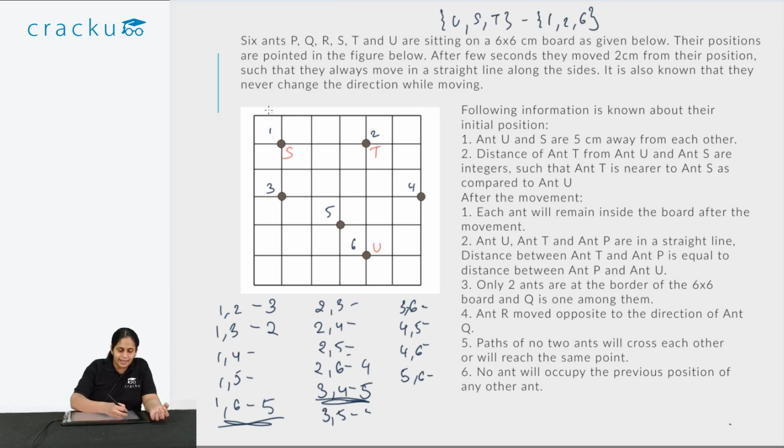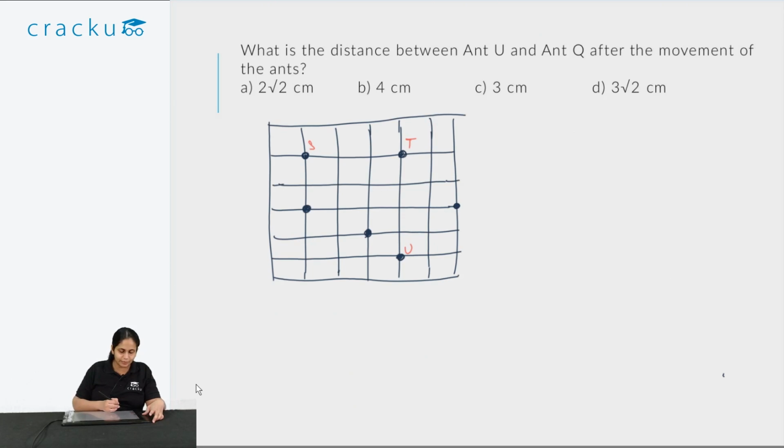Now if you consider S, if S moves up, it will move off the board. If it moves left, it will move off the board. If it goes down, then it will occupy a position that was the previous position of 3. Even if 3 moves, it will occupy the previous position of 3. So it can't move even down. So the only position that is left for it is to move right. So S dash, I know for sure, is going to be this position. I'll use a different color. So this is S dash for sure.